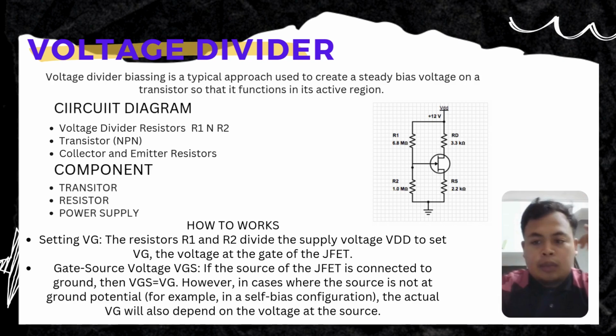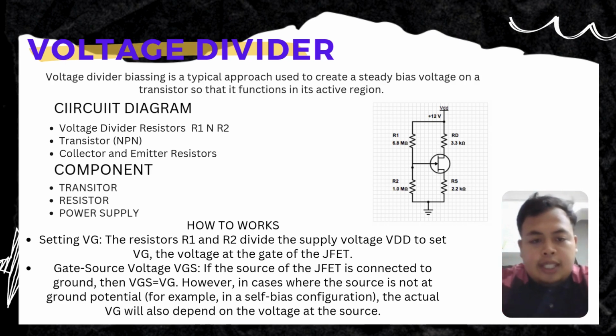The second point is about the NPN transistor. The collector is connected to VCC through RC. The base is connected to the midpoint of R1 and R2. The emitter is connected to ground through RE. The last point is collector and emitter resistor. RC limits the collector current to help define the collector emitter voltage. RE provides thermal stability by creating feedback that counteracts the change in the transistor operating point due to temperature variation.